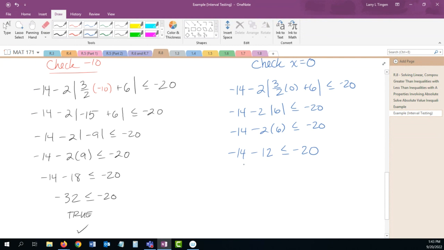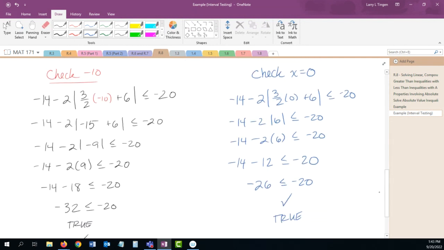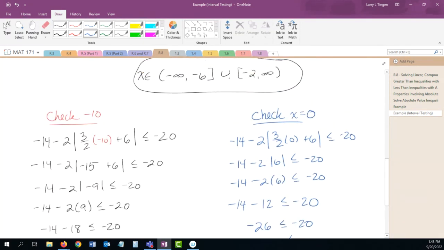Negative 14 minus 12 is negative 26. Negative 26 is less than or equal to negative 20. That is true. All right. So both of those do work. Both of those check. That's exactly what we expect. Now let's find one that doesn't.